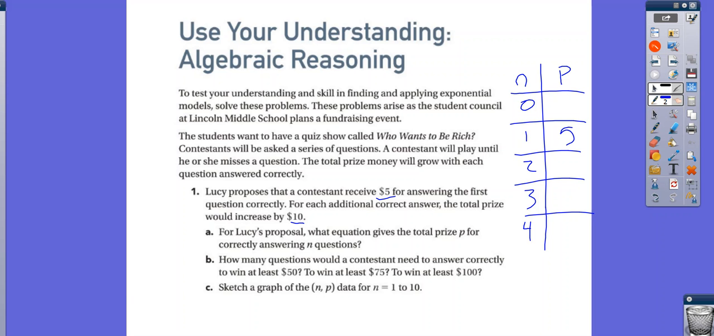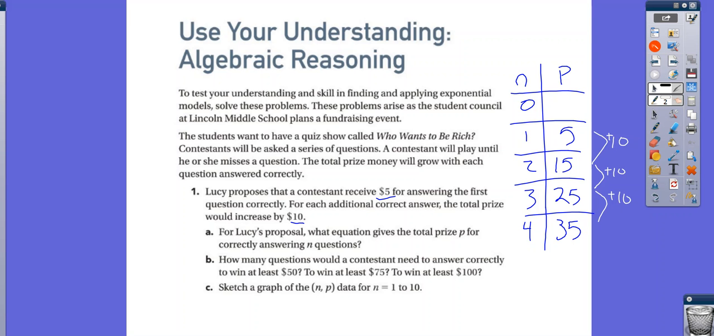I'm going to get $10 more for getting the second question right. So that's 5 plus 10, that's 15. 10 more for the third question, so that's 25. $10 more for the fourth question, that's 35. And so I'm taking a look at this relationship right here, and I'm adding 10 every time. That is the hallmark of a linear relationship.